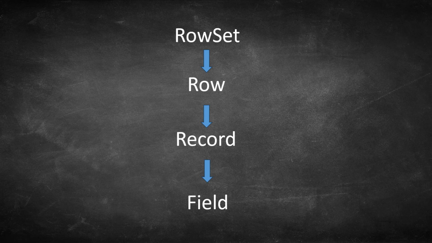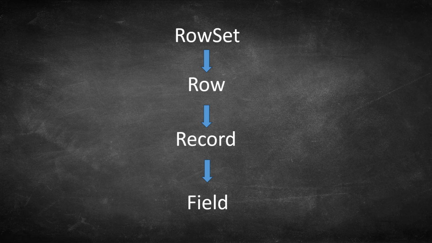For example, a row set is at the top level. A row set can have one or more rows. Similarly, a row can have one or more records, or a row can also have child row sets as we go from higher level to lower level. And finally, we have a record which consists of one or more fields.